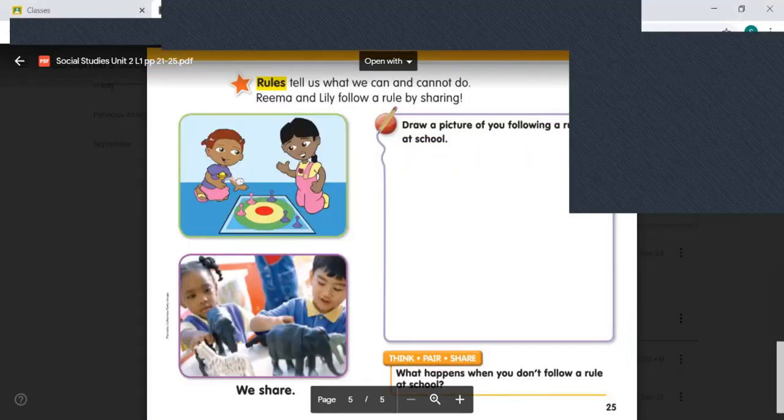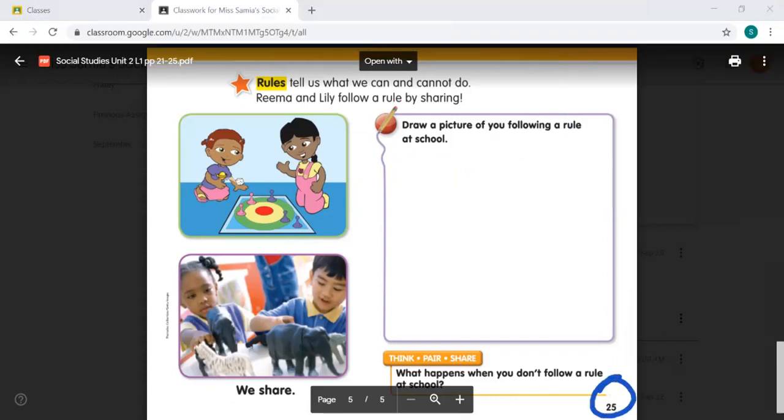All right, let's turn the page. All right, we are on page 25. All right, let's look at Rima and Lily. So how did Rima and Lily solve their conflict? Remember, they had a disagreement. They had a conflict where they could not agree on how to play their game, how to play with it. So how did they solve that?